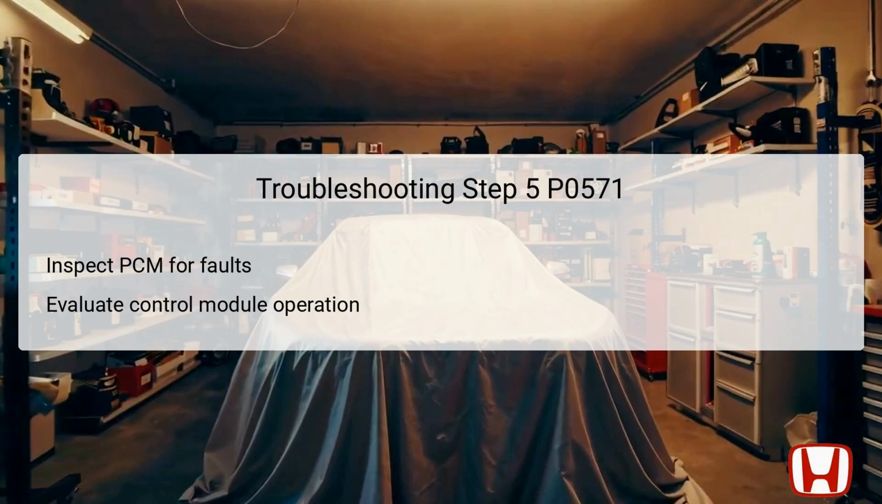The final step in troubleshooting DTC P0571 centers around inspecting the PCM, or Powertrain Control Module. This involves verifying that all other inspection items show normal conditions before concluding that the PCM may be at fault. The PCM serves as the brain of the vehicle's various control systems, interpreting signals from components such as the brake pedal position switch to ensure that the vehicle operates smoothly.